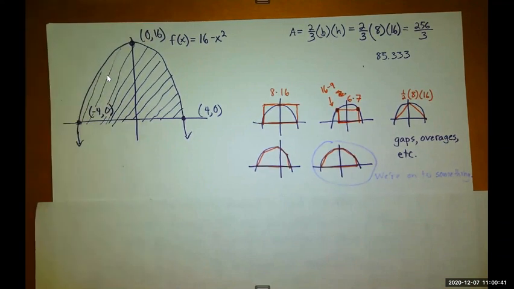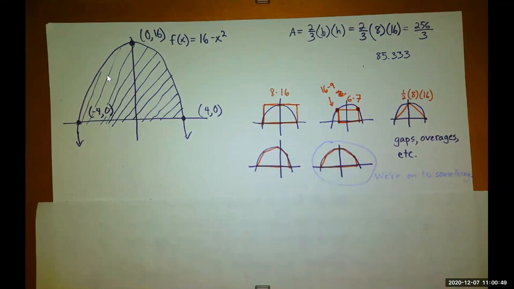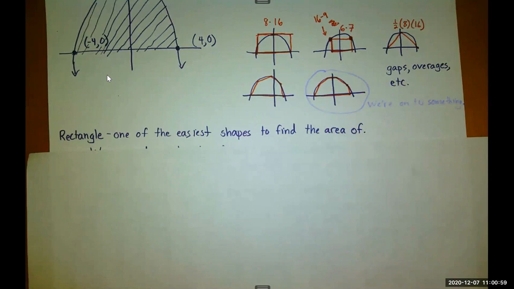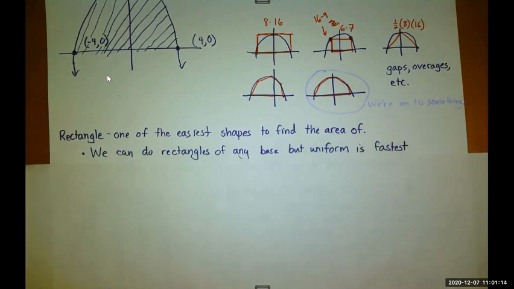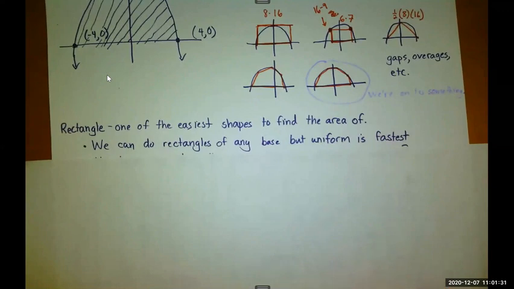But we are not going to use more sided shapes because that's a really hard calculation to do. Instead, we're going to keep things basic. And instead of doing more sided shapes, we're going to use one of the easiest shapes to find the area of, which is a rectangle. I think you would agree finding the area of a rectangle, pretty easy, base times height. Okay. And we're going to draw the bases any way we want, but for efficiency reasons, we're going to use a uniform base. So uniform meaning the same or identical or equal.